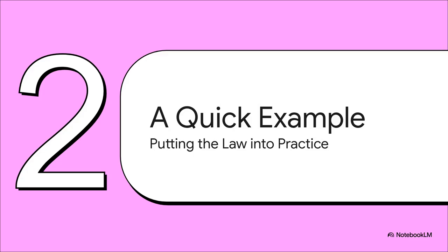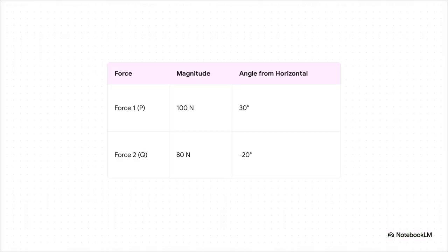All right, seeing it drawn is one thing, but let's ground this with a quick example using some actual numbers. This is where you can really see how practical this is. So let's imagine we've got two forces. Force P is pulling with 100 newtons of force at an angle of 30 degrees up from the horizontal, and force Q is a little weaker, say 80 newtons, and it's pulling downwards at an angle of 20 degrees. Our mission is to find the single resultant force.